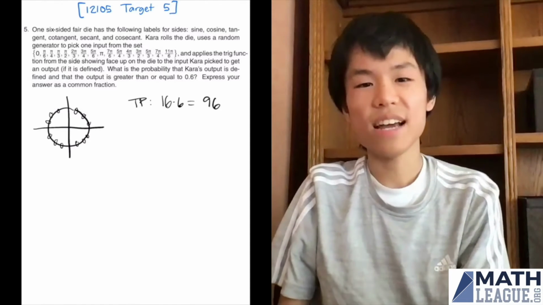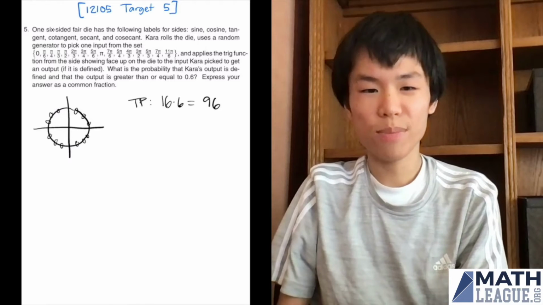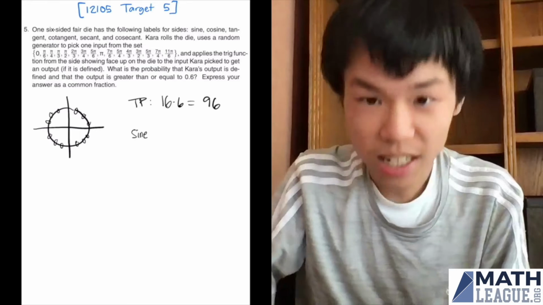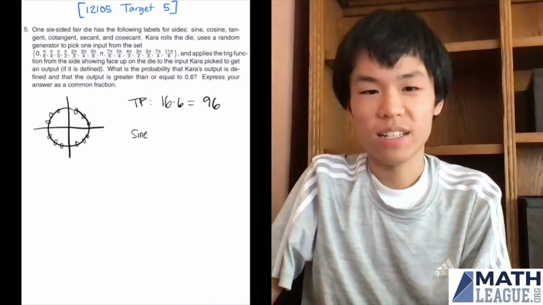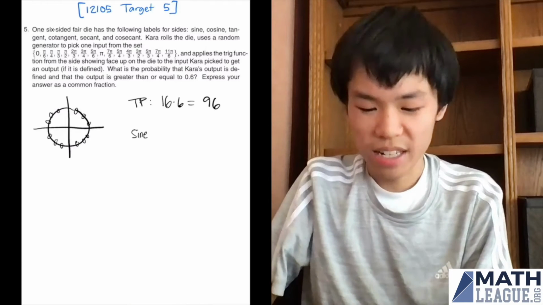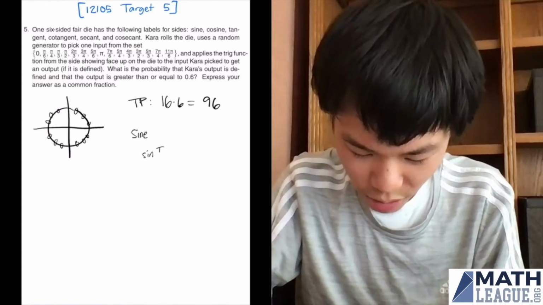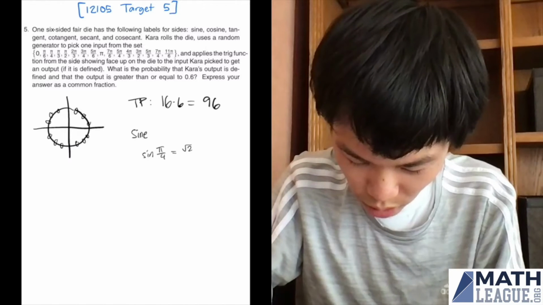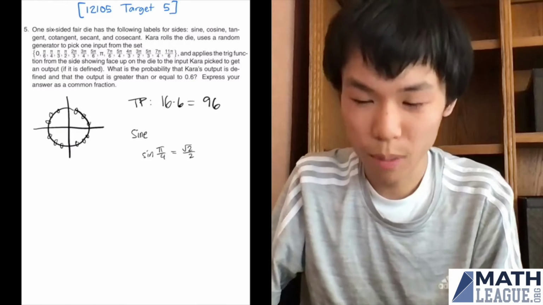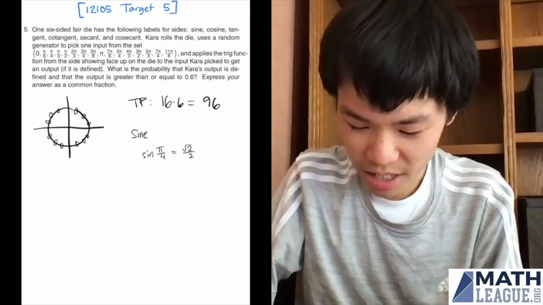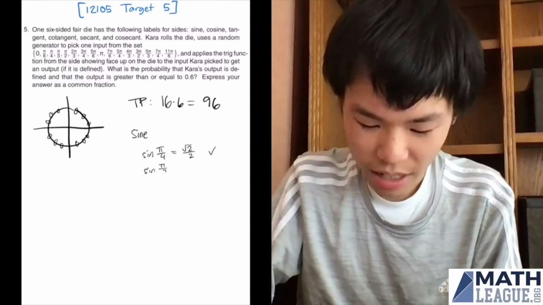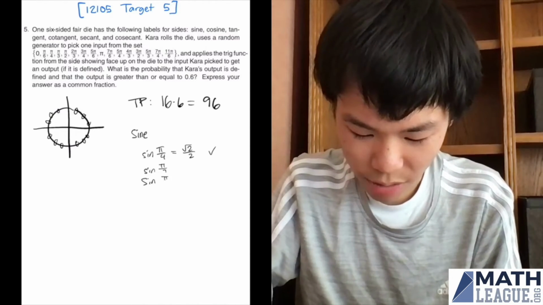All right, and with that, let's now get to the actual counting. First up is sine. So for sine, sine 0 is 0. That doesn't work. Sine pi over 6 is 1/2. That's less than 0.6. But sine of pi over 4, that's root 2 over 2. Root 2 is about 1.4. 1.4 divided by 2 is 0.7. And that definitely clears it. And same thing goes for sine pi over 3 and sine pi over 2.